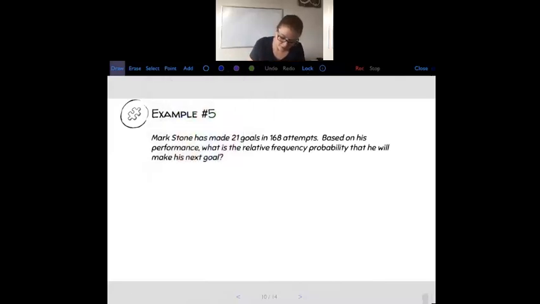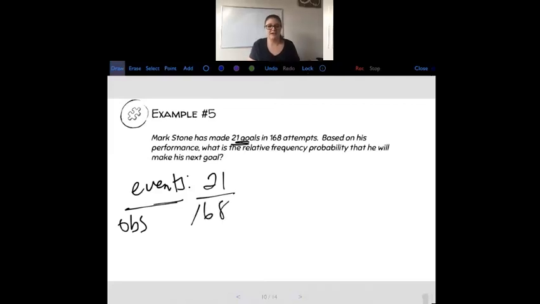So we take what we want to happen, which is our scoring a goal, which has happened 21 times in the past, out of our total number of observations. And we've seen that out of 168 times. So Mark Stone's relative frequency probability would be 21 divided by 168, which is 0.125.